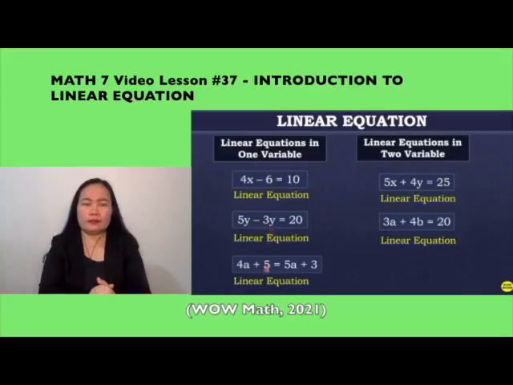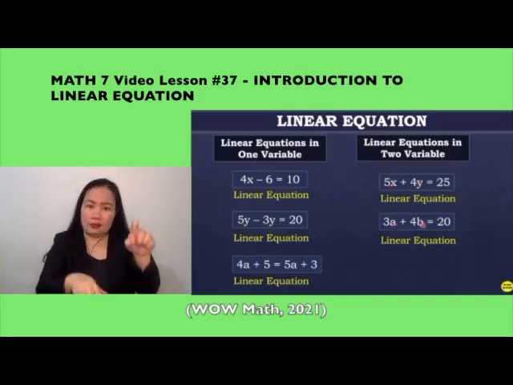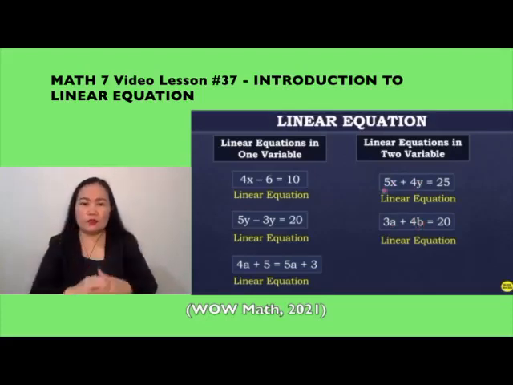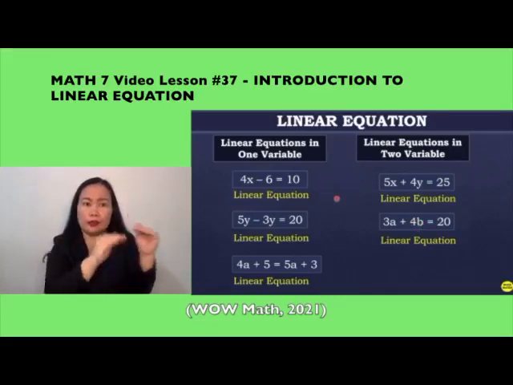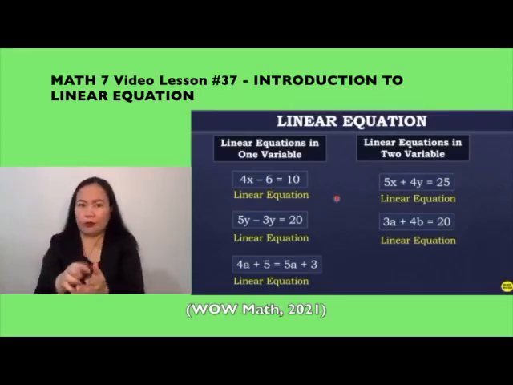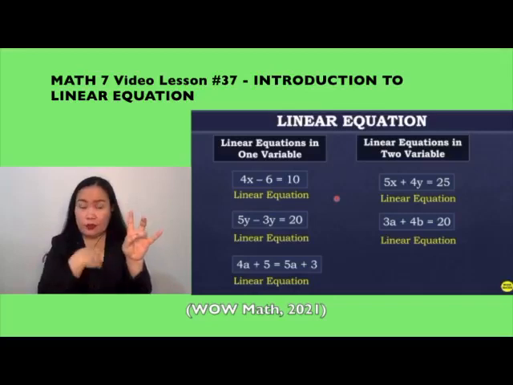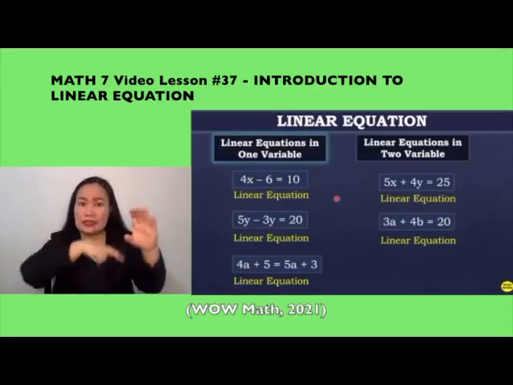So, this is also linear equation in one variable. And then this one, this is also linear equation in one variable. Now, these two are examples of linear equations in two variables, kasi may x, may y, may a, may b. Yun po ang pagkakaiba. Dapat alam po natin kung linear equation ba siya in one variable or in two variables. But in grade 7, ang focus po natin is linear equation in one variable. Ito po ay i-discuss po natin sa mga susunod na tutorials.